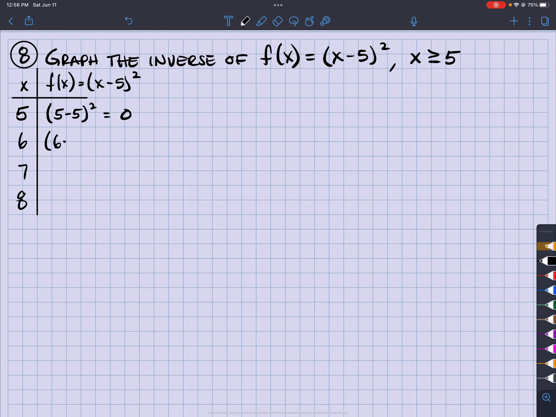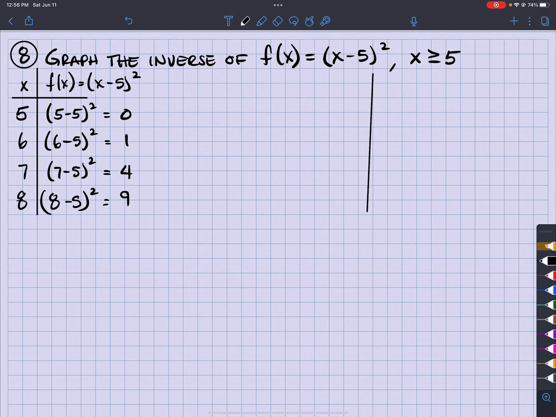I'm going to have 6 minus 5 squared. Well, that is going to give me 1 squared, which is 1. 7 minus 5 squared, well, that's going to give me 4. And 8 minus 5 squared is going to give me 9. So I have the points (5, 0), (6, 1), and (7, 4). So let me go ahead and graph that.